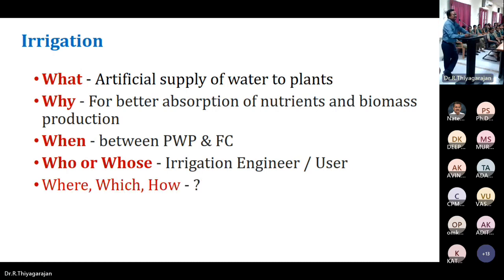Next, please. This is where we need to know: where to irrigate? Which are the plants or which are the components that need to be irrigated, and how it is to be done? So this is what we will see in terms of what is to be done in landscapes and what are the advances that have taken place till now.